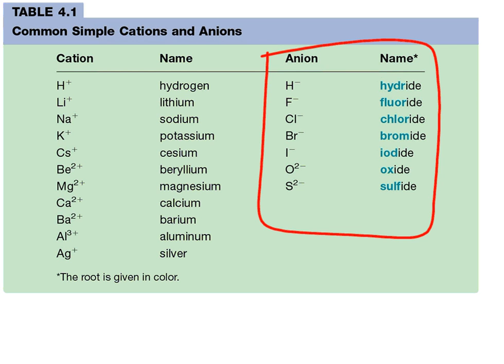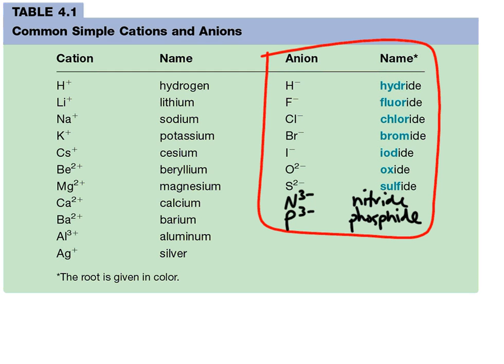There's one missing here, and that is actually two, but they both happen to be the same charge: the nitride ion and the phosphide ion. Nitride and phosphide. Those are some important ones that you will need to know. But it's important to know that they don't change.